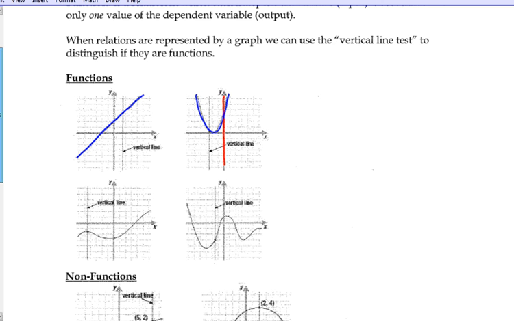That's the graph. Okay, so if I do a vertical line, will it ever cross more than once? No, it won't. It'll only cross ever once. How about the next guy? If this is my graph, if I draw a vertical line, will it ever cross more than once? No, it's only ever going to cross once. So it is a function. That's called the vertical line test.